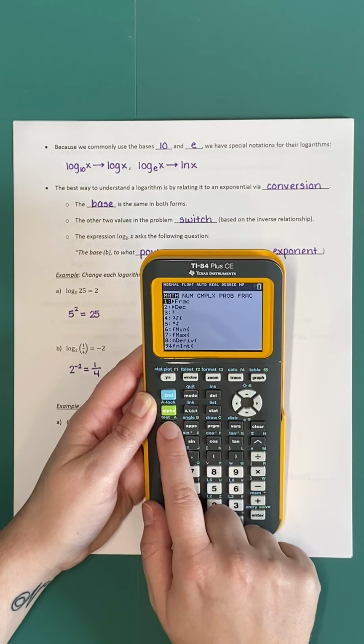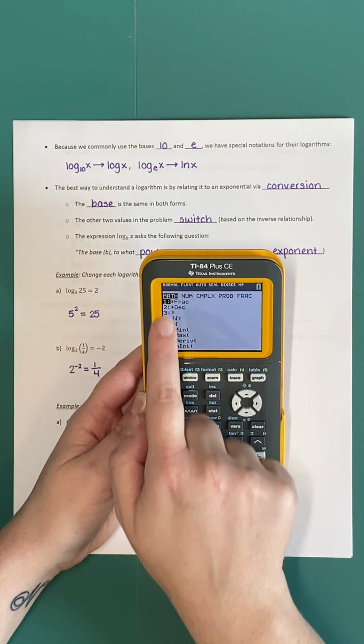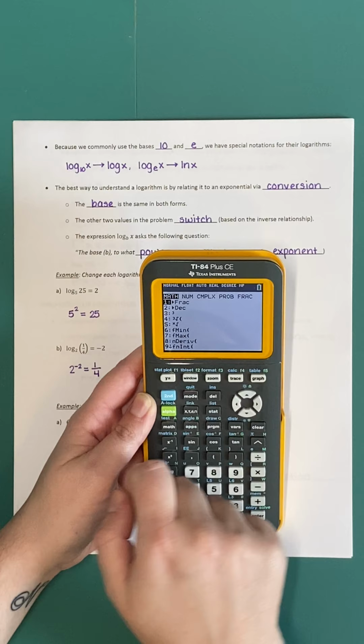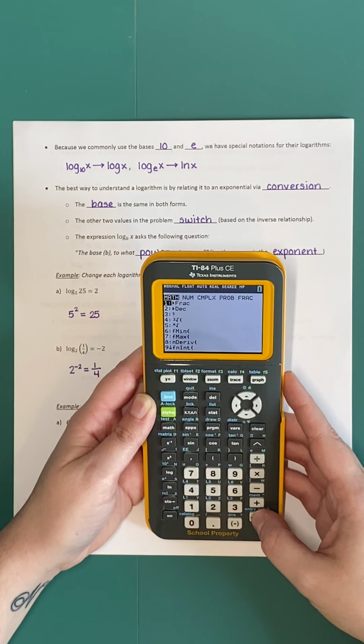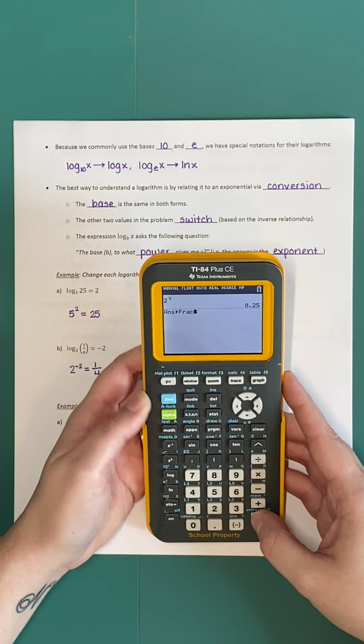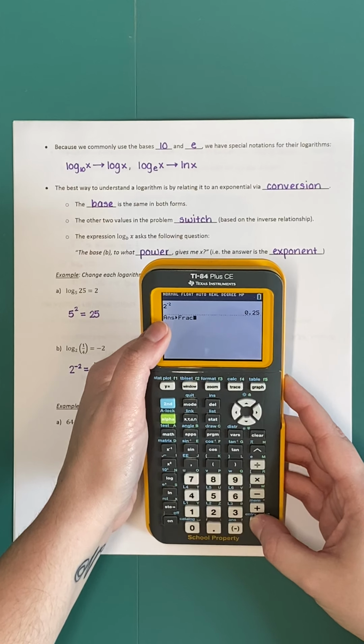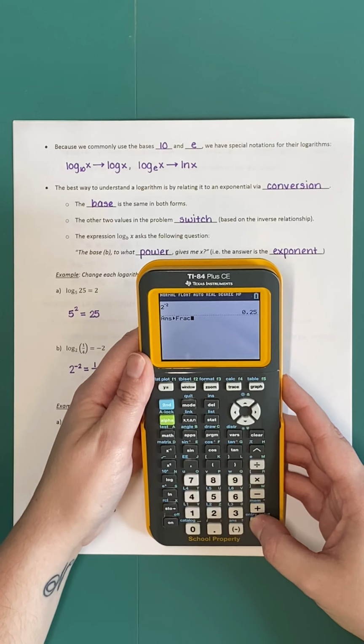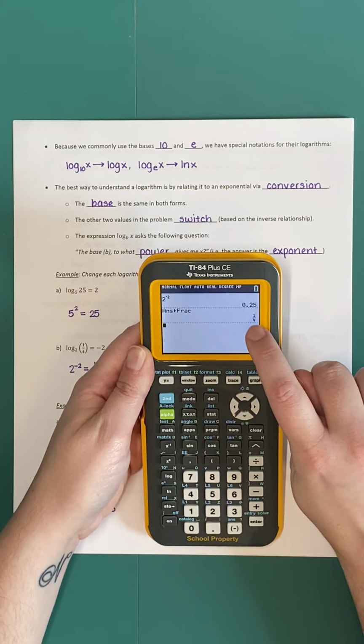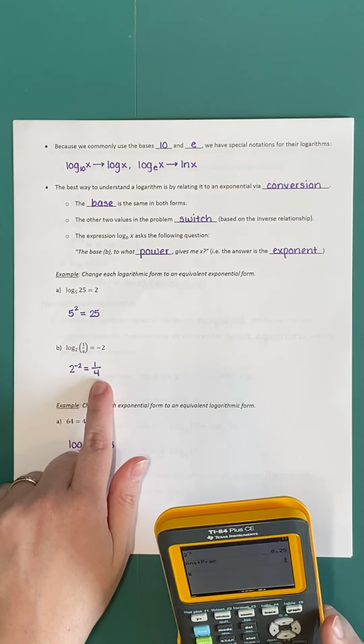Go to the math menu, and then under the first sub-menu it says arrow frac, which means convert to a fraction. So I'm going to highlight that, hit enter, and this says take the answer from the previous line and convert it to a fraction. So I'm going to hit enter again, and sure enough, I get 1/4.